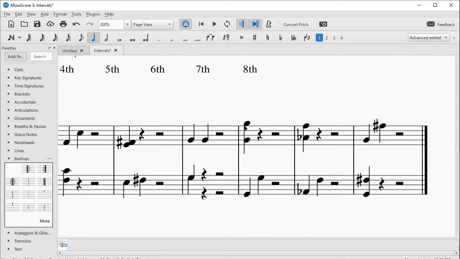Here we have G to G again, but this time they are not the exact same pitch. They are located in different places, so this is an octave rather than a unison. We have harmonic and then melodic.